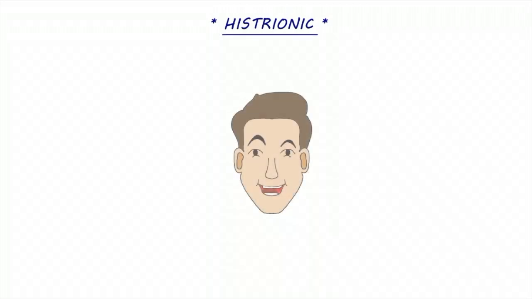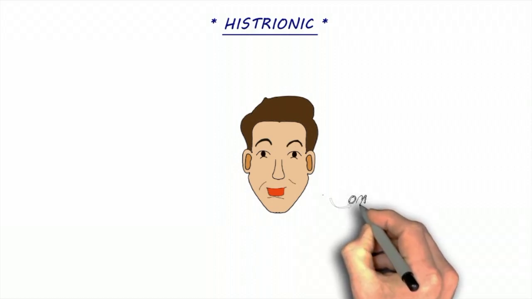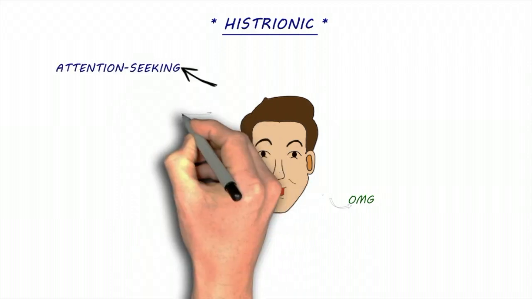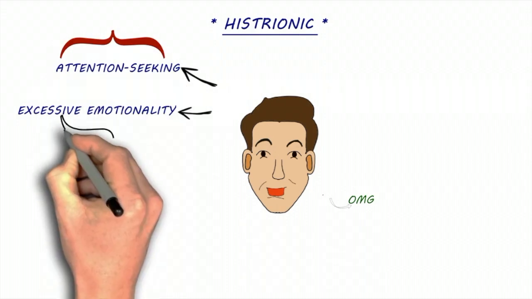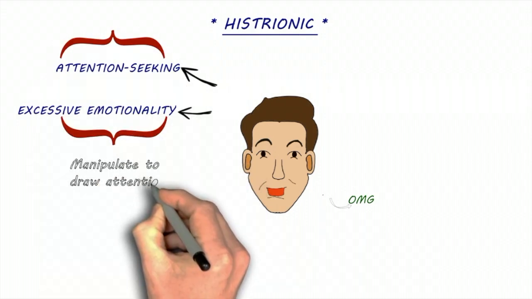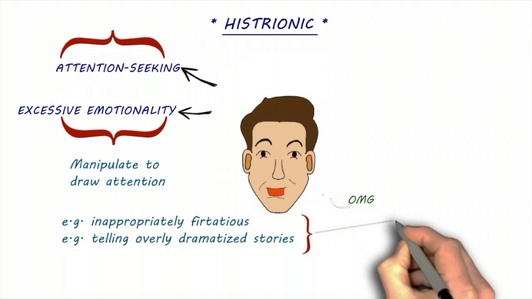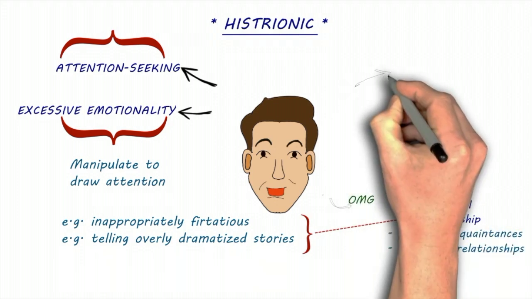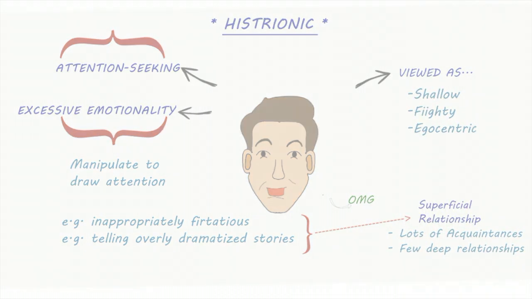Next, there's histrionic personality disorder, where the key feature is attention seeking and excessive emotionality, which sometimes leads them to manipulate a situation to draw more attention to themselves. For example, they might act inappropriately flirtatious or tell overly dramatized stories to remain the center of attention. These behaviors result in superficial relationships with a lot of acquaintances, but few, if any, deep connections with good friends, because people tend to view them as shallow, flighty, and egocentric.